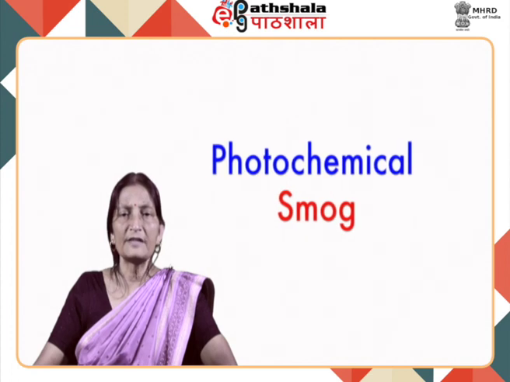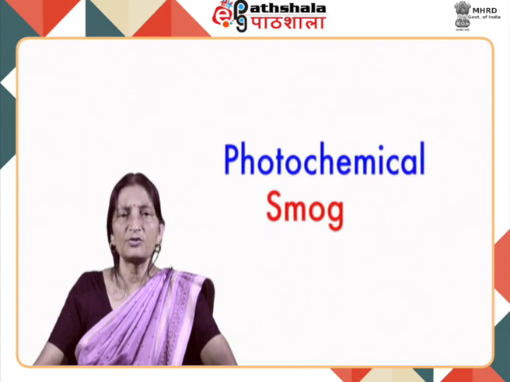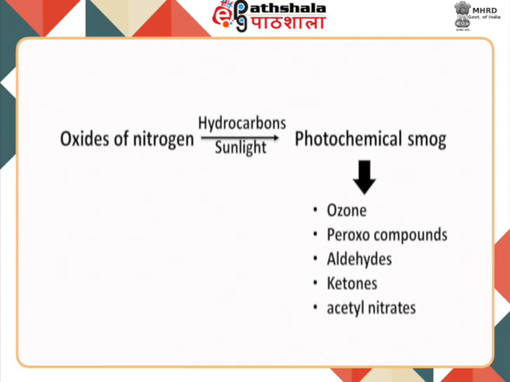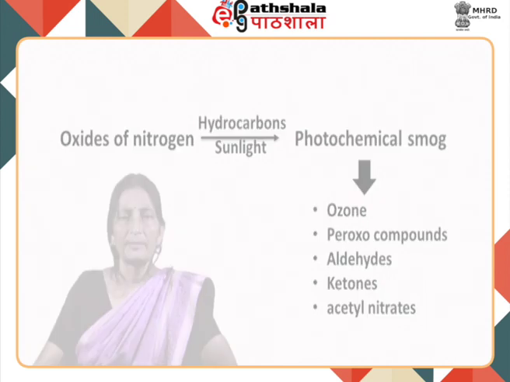Photochemical smog is another secondary effect of nitrogen dioxide. In the presence of hydrocarbons and sunlight, oxides of nitrogen form this smog, which contains a variety of chemical species such as ozone and organic compounds including peroxo compounds, aldehydes, ketones, acetyl nitrates, etc.